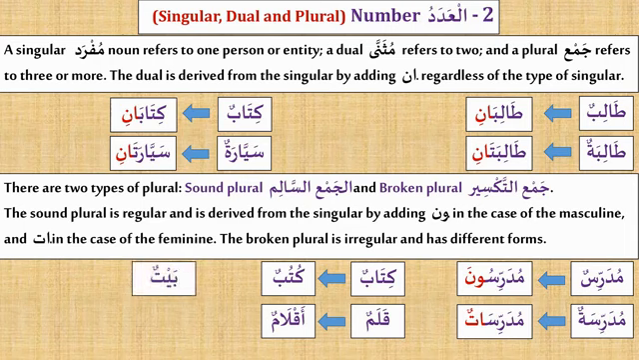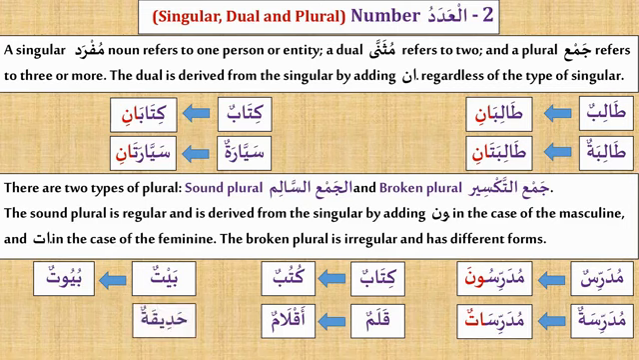Baytun, house. Buyutun, houses, 3 or more houses. Hadiqatun, garden. Hadaiqu, gardens. As we see, all of them have different forms.